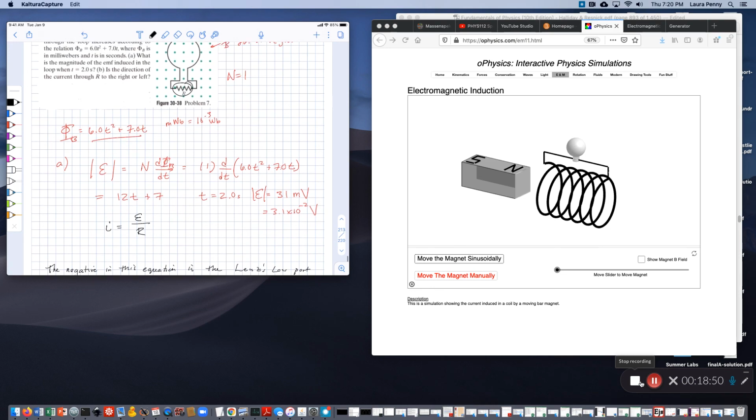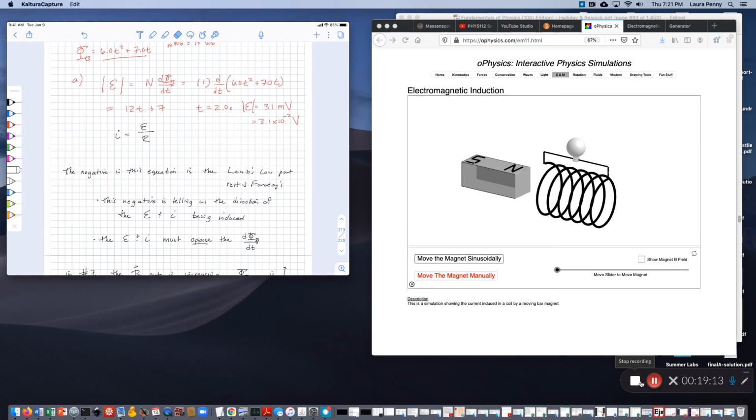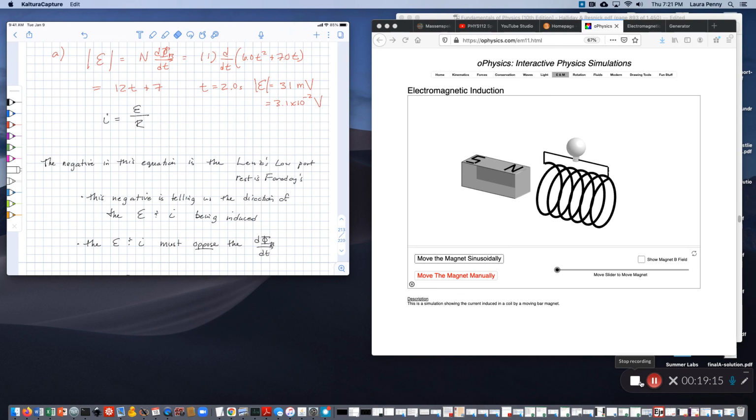Now, part B asks what's the direction of the current, to the right or to the left. So it's asking us, in this resistor, does the current go this way or does the current go that way? And that is actually what the negative is for in Faraday's and Lenz's law. The negative in the equation is actually the Lenz's law part of it. And I'm going to cover that in the next video.